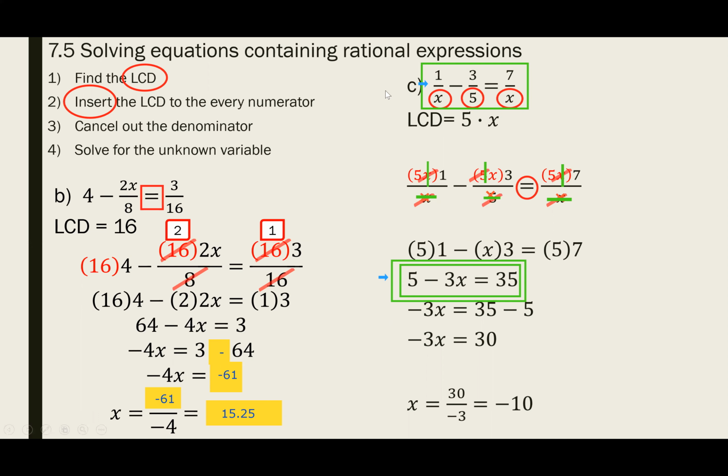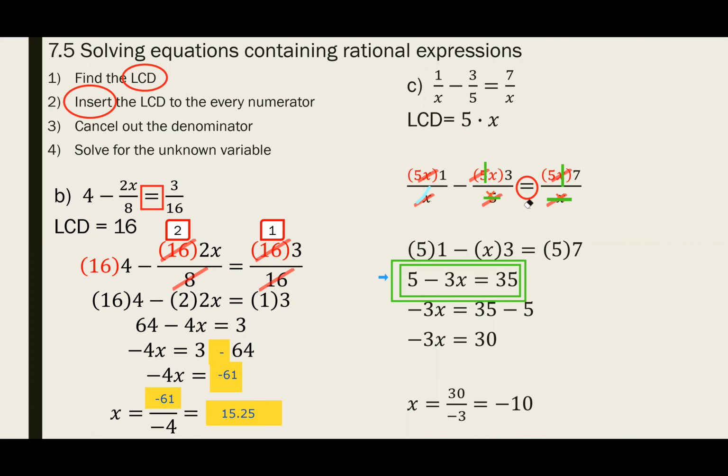Okay, so let me pause. This is the problem that you will see a lot, right here. Let me ask you guys: any question on how my answer is negative 10? Any question here, ladies and gentlemen?